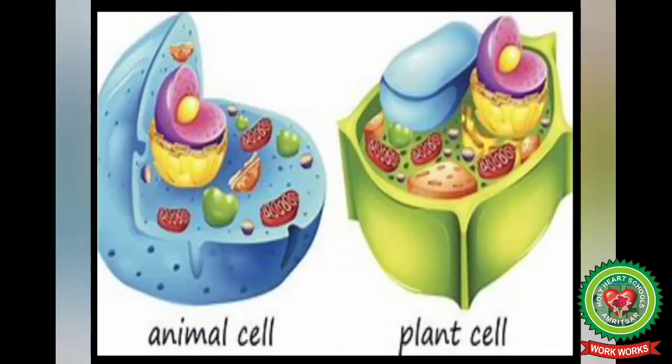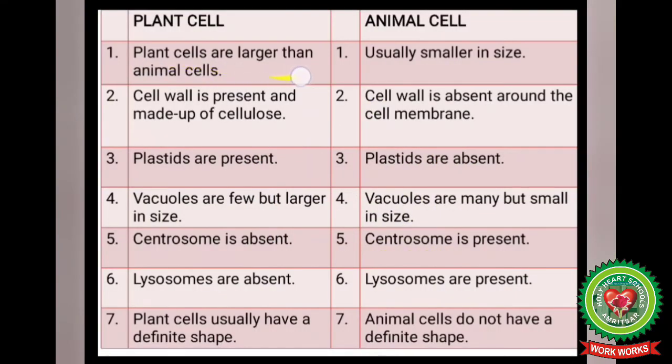Let's differentiate between plant cell and animal cell. Plant cells are larger than animal cells. Animal cells are usually smaller in size. Plant cells, cell wall is present and made up of cellulose. Animal cell, cell wall is absent around the cell membrane. Plant cell, plastids are present. Animal cell, plastids are absent. Plant cell, vacuoles are few but larger in size. Animal cell, vacuoles are many but small in size.